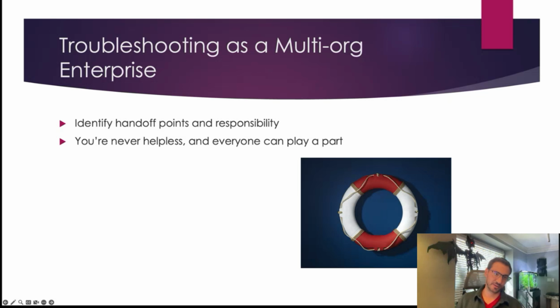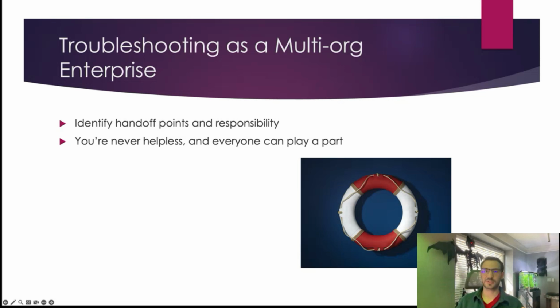And then another point there is you're never helpless. It doesn't matter if you do or don't have access to an environment. Just visually seeing something that's going on, or saying, hey, I've got a whole bunch of tickets that are suddenly coming in and clients are complaining about the same thing repeatedly. This seems like a bigger issue than just one client complaining about one thing, right?